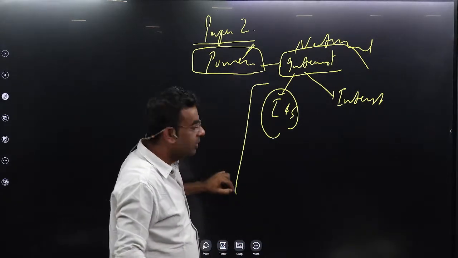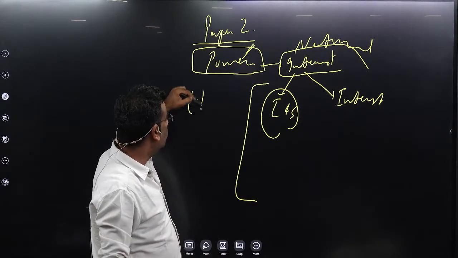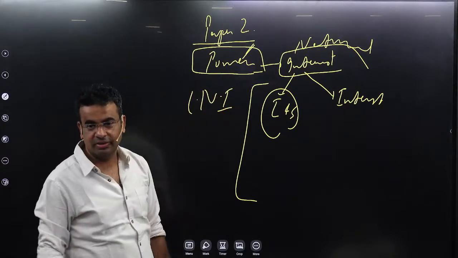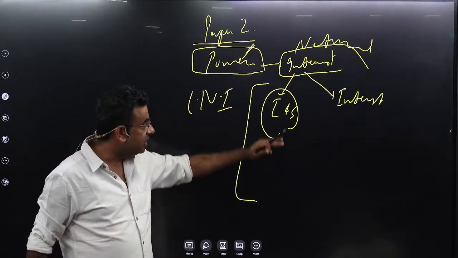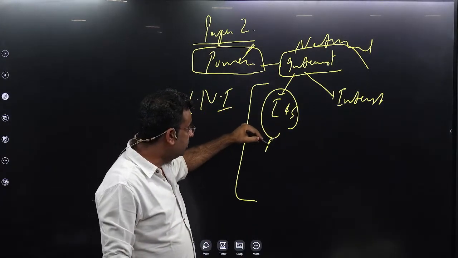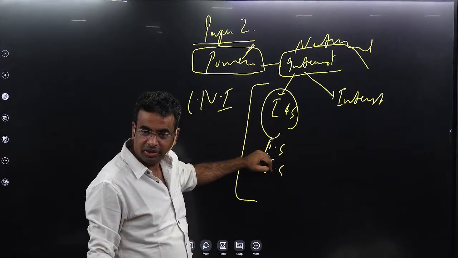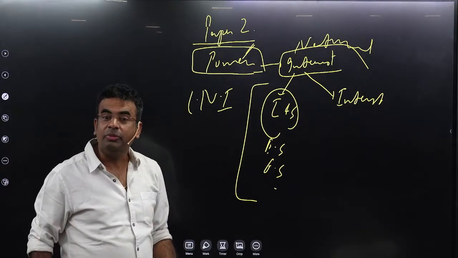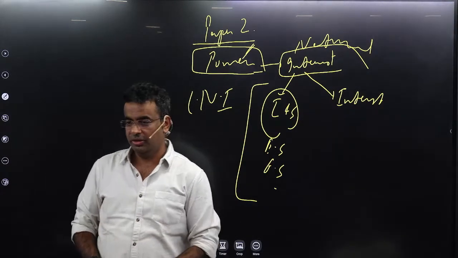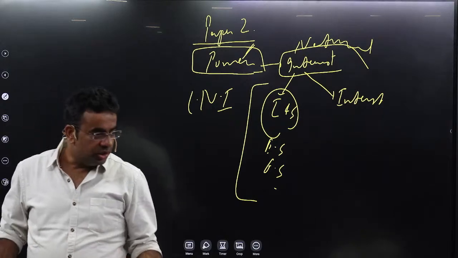Those interests which will never change are known as core national interests. What are the core interests? Integrity, sovereignty, energy security, food security. These become what? Core interests. Interests do change in time and space.